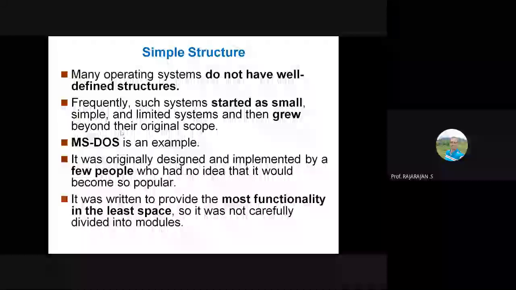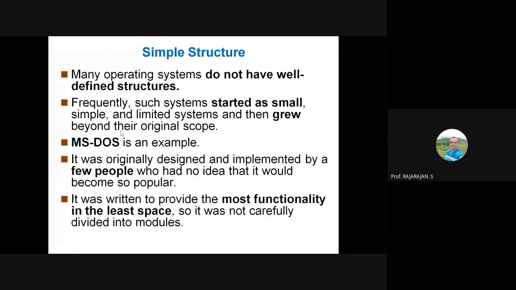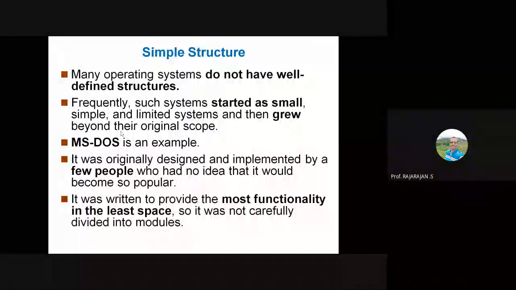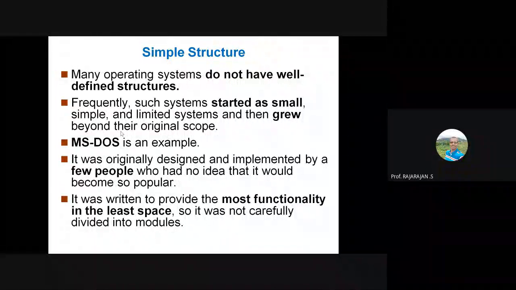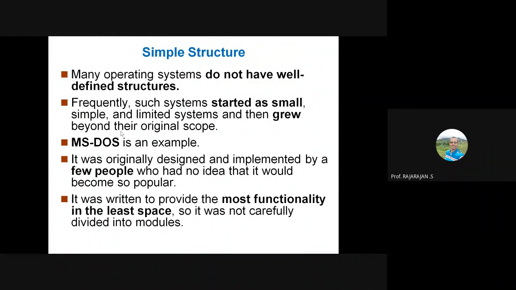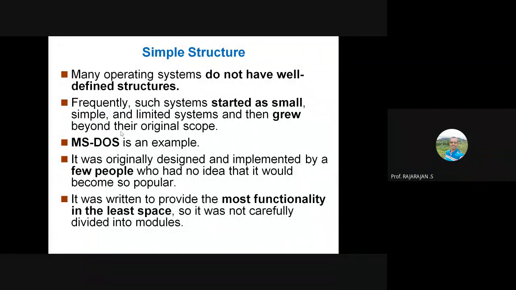So the first structure is called a simple structure. Simple structure is in fact unstructured. So the initial OS were simply written as a single large program. They were not separated or divided in any way. They were just running as a single large program like Unix or MS-DOS, unstructured.